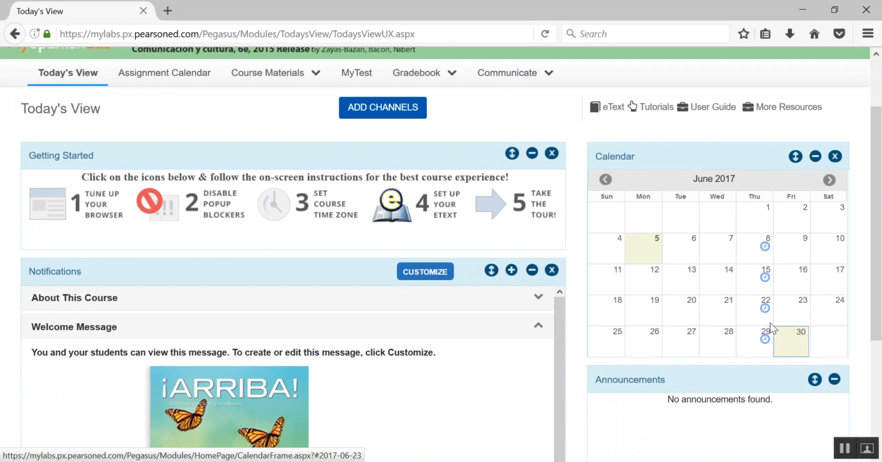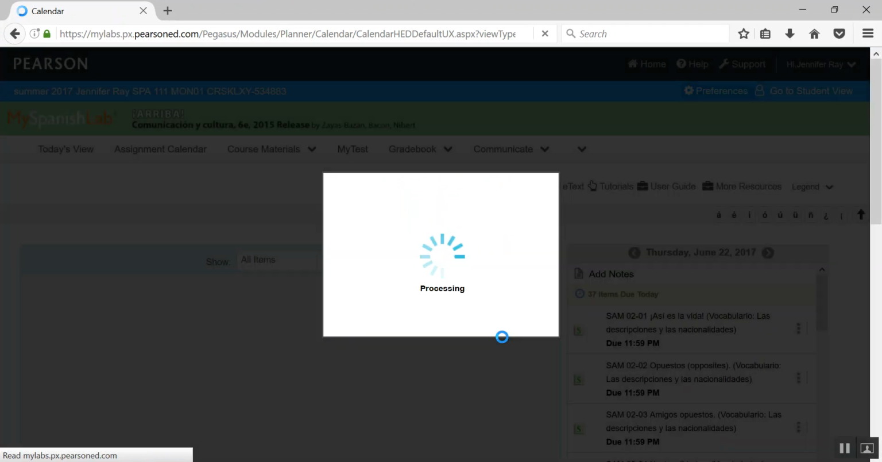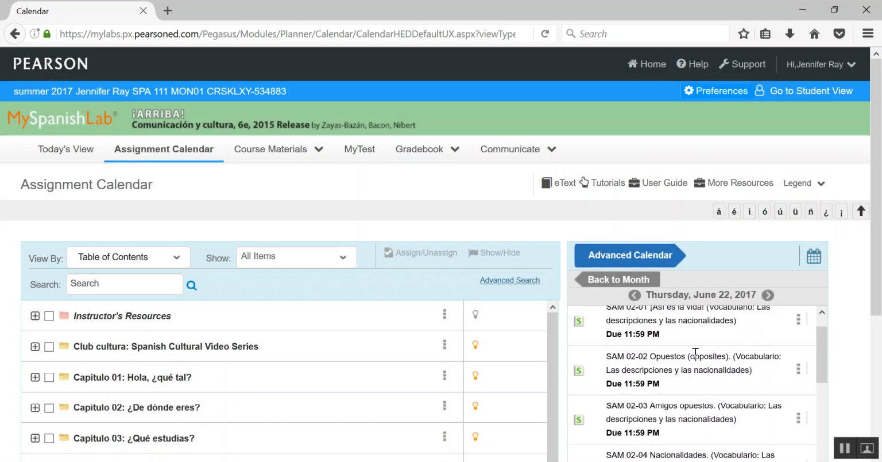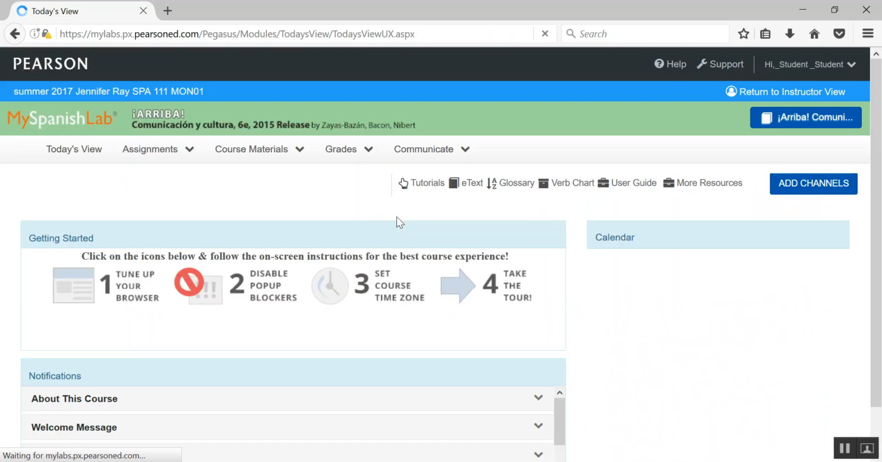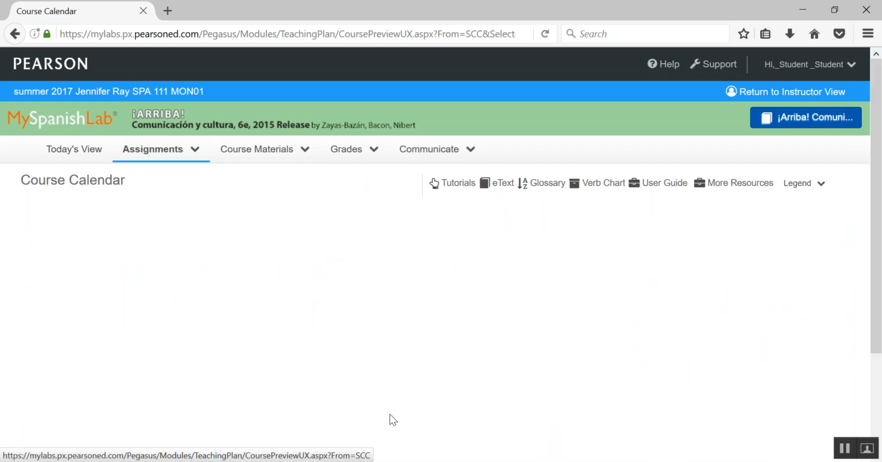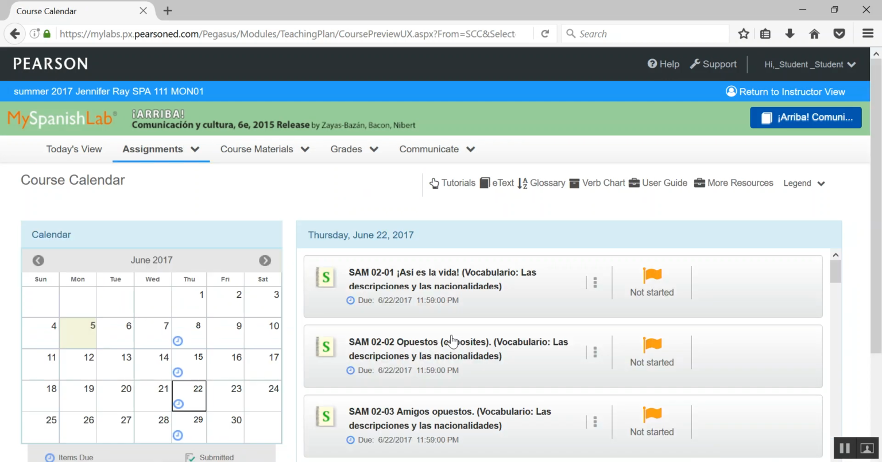So if I go down to the 22nd, I'm going to open it up, and my activities should populate in the middle here. I thought I was in student view. Hold on, let me go to student view. Okay, so if I click on this 22nd, they should show up in the middle now, if I'm not mistaken.